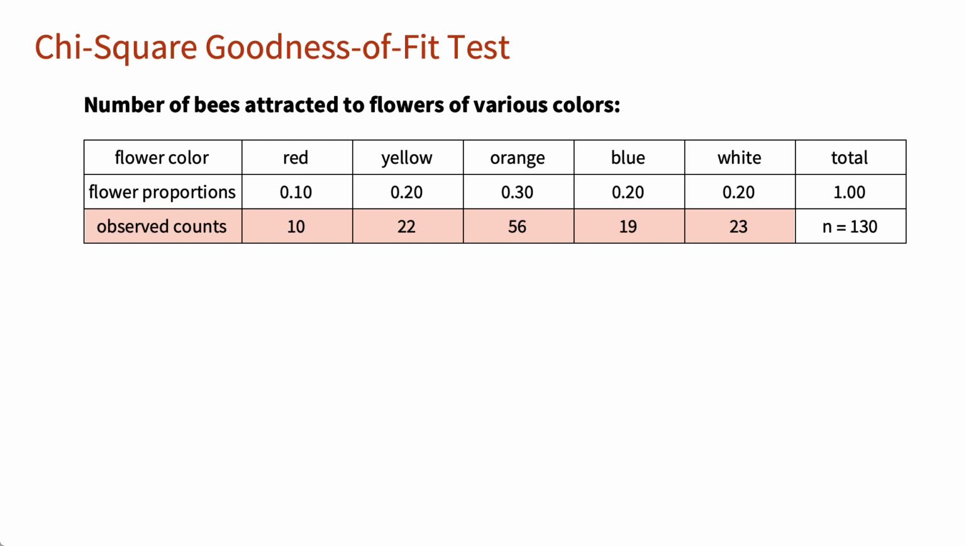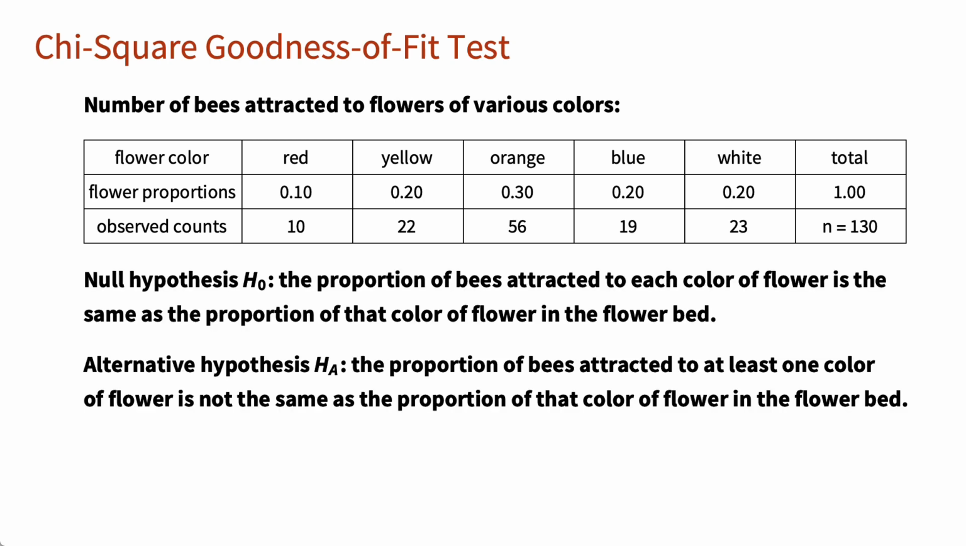If the bees have no particular preference for one color of flower over another, then it's reasonable to expect that the proportion of bees attracted to each color will be the same as the proportion of that color of flower in the flower bed. That expectation becomes the null hypothesis, which is that the proportion of bees attracted to each color of flower is the same as the proportion of that color of flower in the flower bed, and the alternative hypothesis is that one or more of those proportions are not the same.